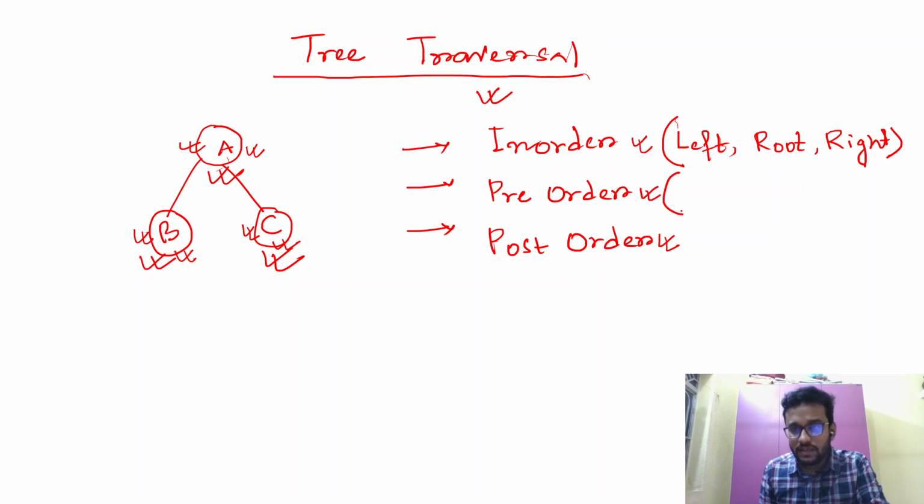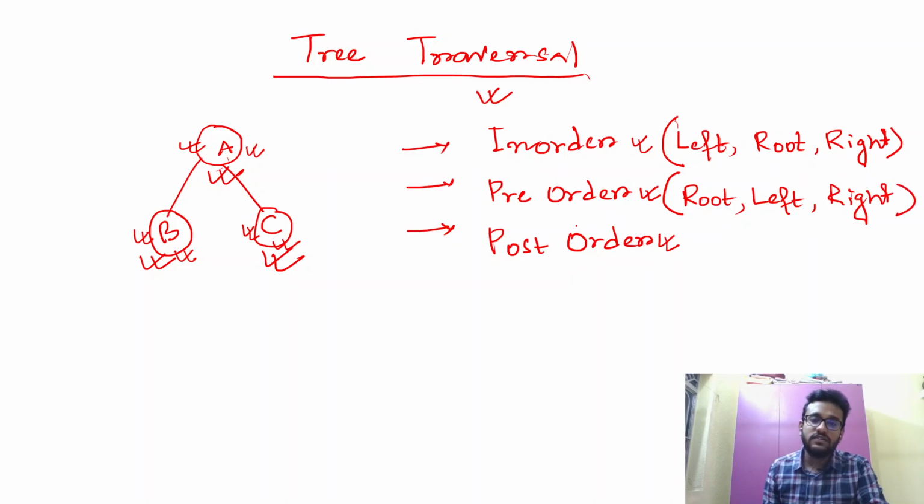Now try to understand pre-order. In pre-order, we first visit the root, then we go to the left child, then we go to the right child. That means directly first we go to the root node, then the left child, then the right child. I am numbering it as 1, 2, 3. Then it is called pre-order.